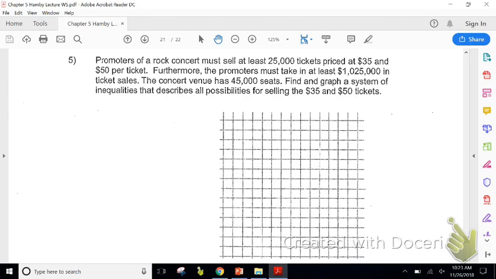Promoters of a rock concert must sell at least 25,000 tickets priced at $35 and $50 per ticket. Furthermore, the promoters must take in at least $1,025,000 in ticket sales. The concert venue has 45,000 seats. Find and graph a system of inequalities that describes all possibilities for selling the $35 and $50 tickets.